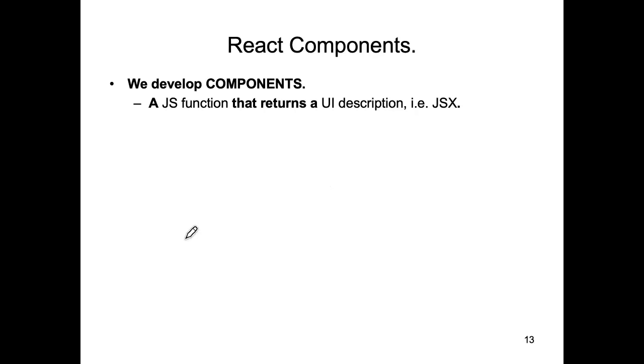So I began by saying that React is all about developing components, but we haven't actually seen a component. We've seen JSX. So what is a component in the context of React? It actually turns out that a component is a JavaScript function, but it's a function that returns JSX. That's what makes it a React component. It can have any other logic it wants inside that function, but critically, it must return JSX.